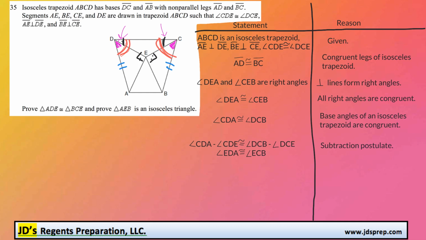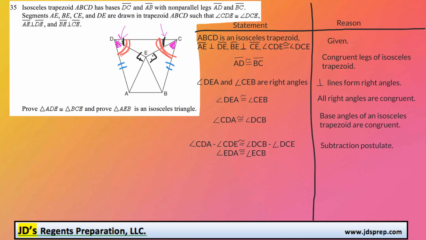So you can see in the statement there, I showed some of that math, what I just explained in words using some subtraction here. So angle CDA minus angle CDE is congruent to angle DCB minus angle DCE, and then you end up with angle EDA being equal or congruent to angle ECB. And that's based on the subtraction postulate, which basically just states that if equal quantities are subtracted from equal quantities, the differences are going to be equal.